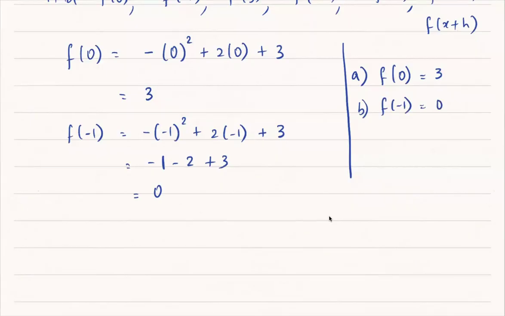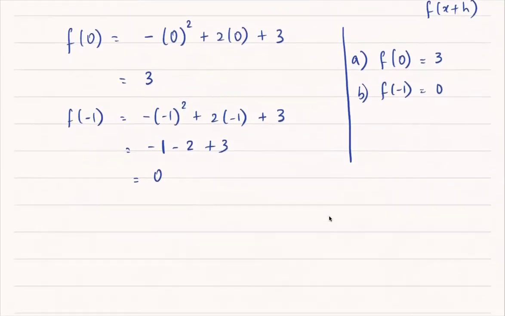So if you know what this point will be on the graph, negative 1 comma 0 is on the graph of this function, and you know that whenever you have a point where the y value is 0, that point lies on the x-axis. So this in fact is a 0 of the function. This value of negative 1 is a 0 of the function, or the x-intercept of the function.